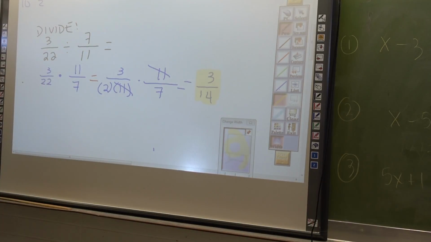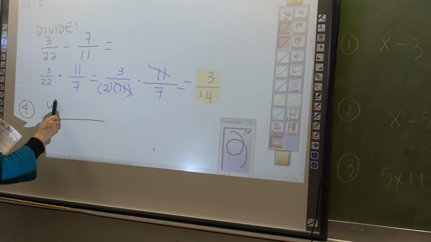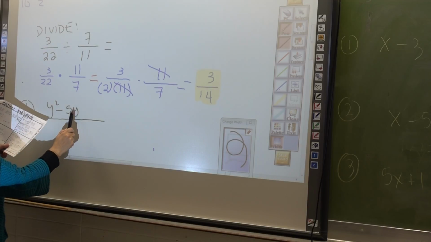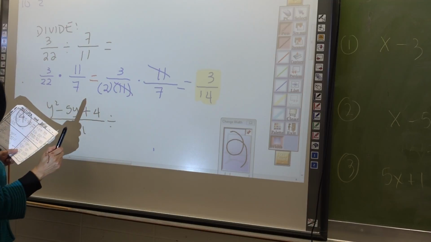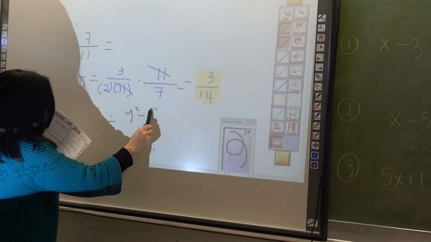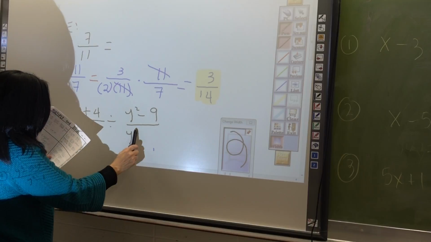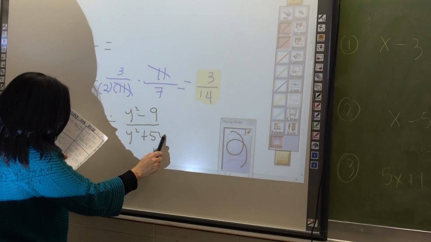What happens if I have a division? Let's do it this way. And out of these 4 guys, I'm solving number 4. Number 4. This is y squared minus 5y plus 4 over y squared minus 1 divided by y squared minus 9 over y squared plus 5y plus 4.